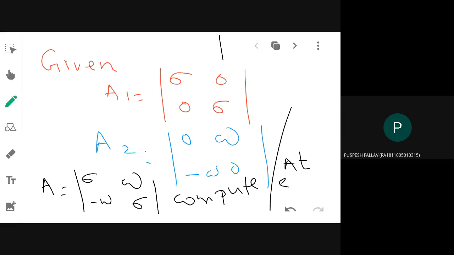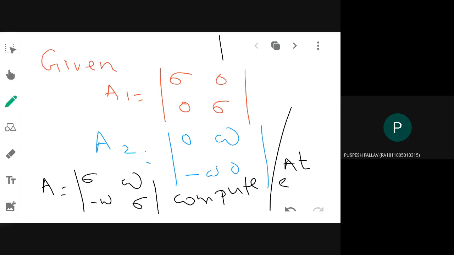Okay, so we'll continue with the earlier problem. Some more problems I'll try to solve in state transition matrix today. So given here in the slide, they have given two state matrices A1 and A2 for which they have asked you to compute the state transition matrix e power At or phi of t.